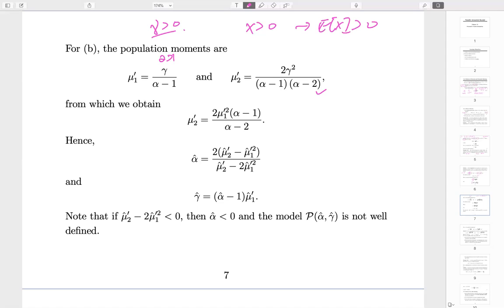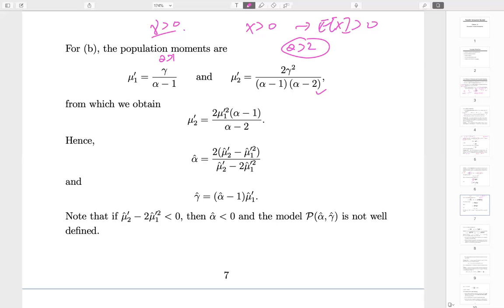And then if you look at the second moment, it must be positive as well, right? So alpha actually needs to be greater than 2 in order to have the second moment. In fact, if you want higher moments, you need alpha to be greater. So there are restrictions on the parameter alpha, right? Here, let's assume for a moment that we have no issue dealing with everything, okay? Then we can solve this problem.